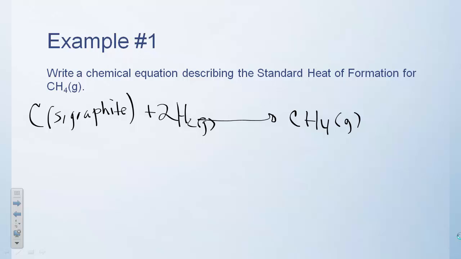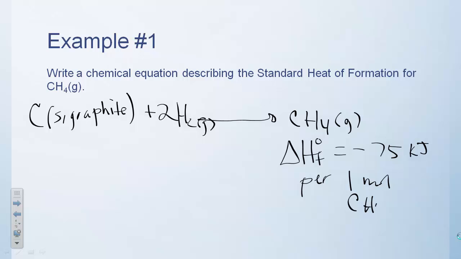And the other thing is that when you look in the appendix, or in a reference that you trust, you'll see that the delta HF naught for this reaction is about minus 75 kilojoules. Okay? What they mean is minus 75 kilojoules per mole of methane. So you're always talking about 1 mole of methane, or 1 mole of any compound that you're forming.